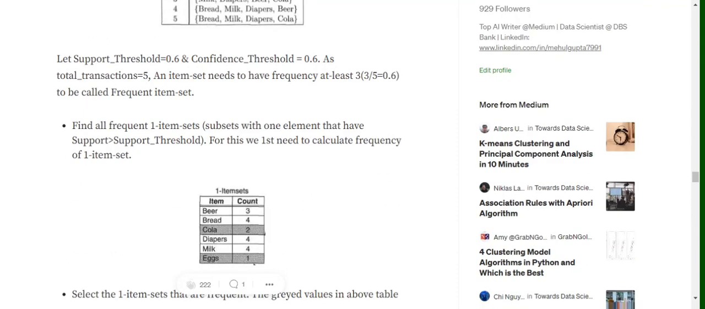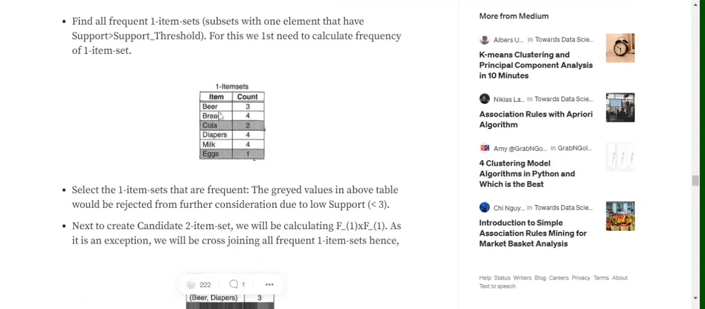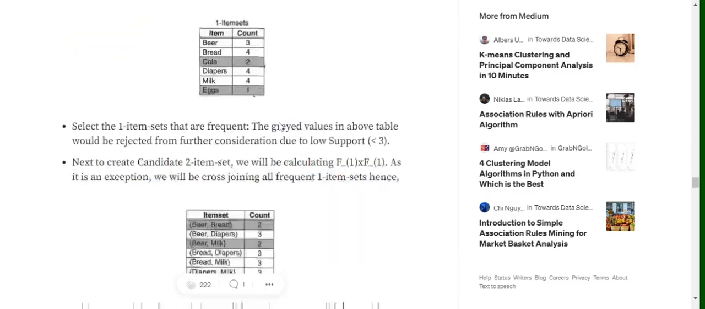So first of all, let's calculate the frequent one item sets. Subsets is just one element. So for this, we need to calculate the frequency of each element that we have in the list. We get a frequency for beer equals to 3, bread equals to 4, and so on and so forth. You can see that cola and eggs have a frequency of 2 and 1 respectively, and they have been rejected because of that. As I told you, the frequency has to be at least 3, because the total number of transactions is 5. So to cross the support threshold, you need a frequency of 3. So here we are rejecting cola and eggs in the frequent one item set, so they won't be considered in the next item set that we are creating.